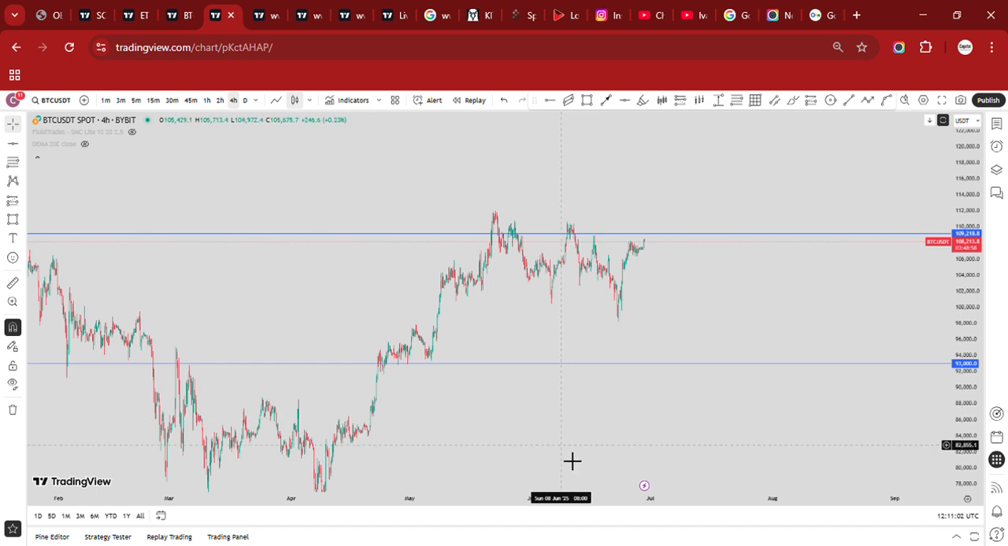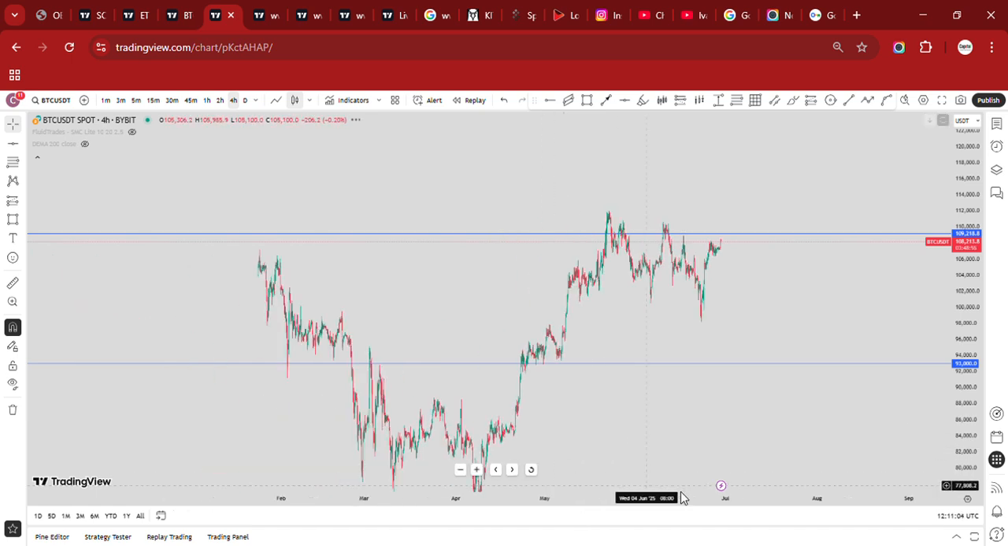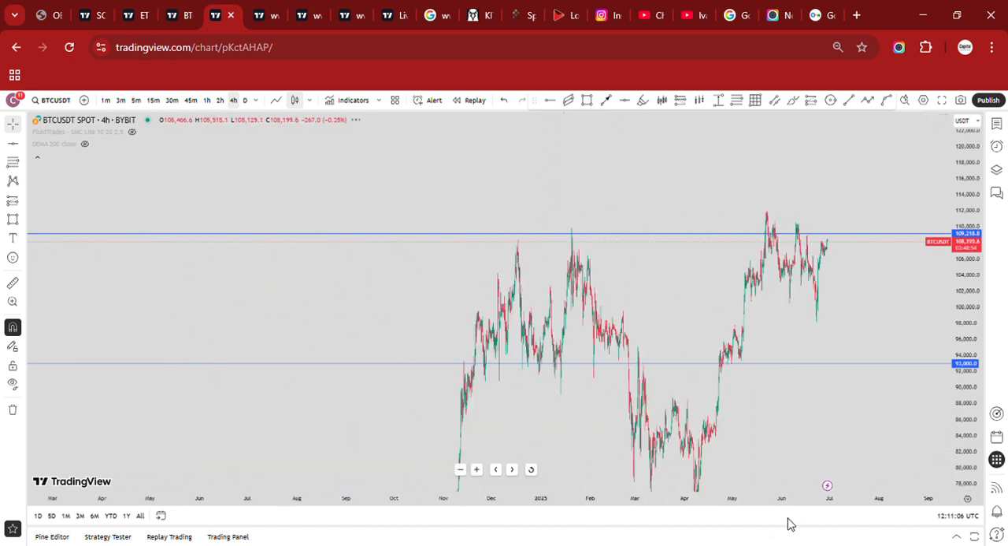Now this is the 4 hours time frame. I am now zooming it out because on the daily time frame I have seen the levels I needed most. You understand?